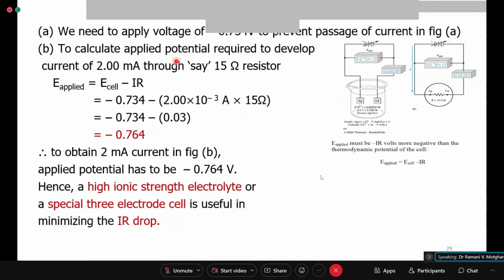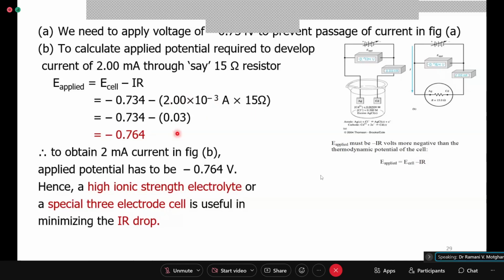Okay, now to calculate the applied potential required to develop a current of 2 milliampere. Now you want to develop a current of 2 milliampere. What is done? A known resistor of 15 ohms is connected in place of this particular cell, and now when you place a 15 ohm resistor here, then you calculate E applied is equal to E cell minus IR. So E cell value is minus 0.734 volt minus I into R. The R is here 15 ohms and you want a current of 2 milliampere, meaning 2 into 10 to the power minus 3 amperes.